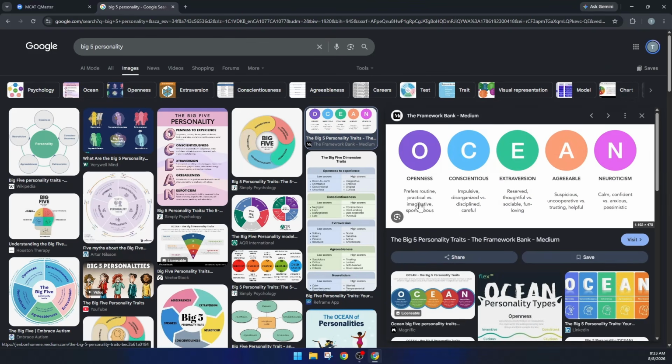Prefers practical routine versus imaginative and spontaneous. So how open is that person? Conscientious. Are they impulsive or disorganized, or are they very disciplined and careful? If they're high in conscientiousness, they're going to be a very disciplined and careful person, right?